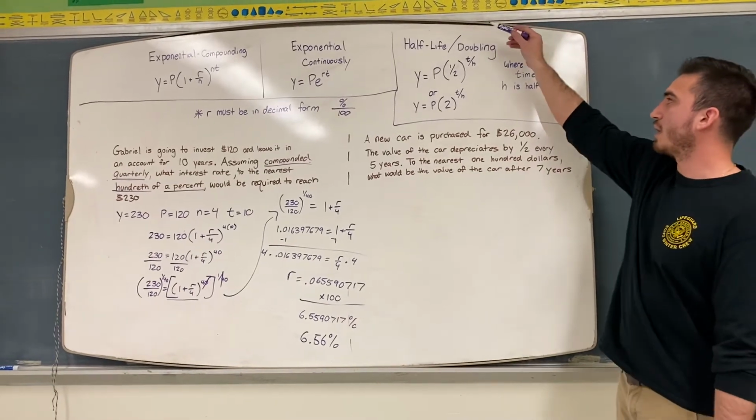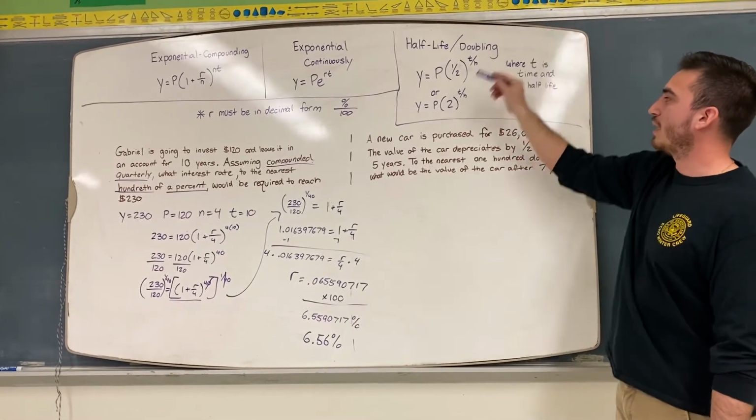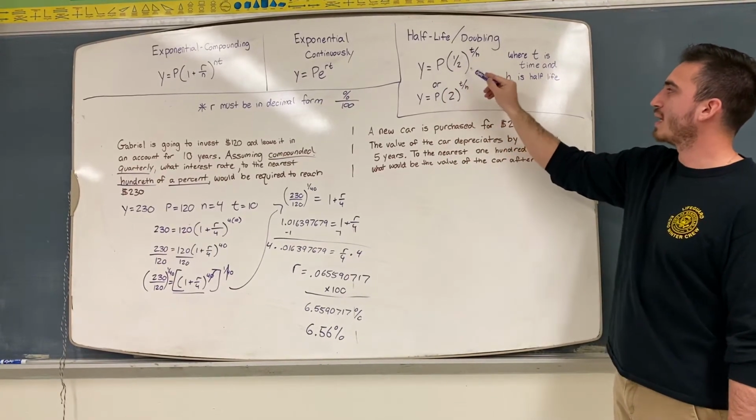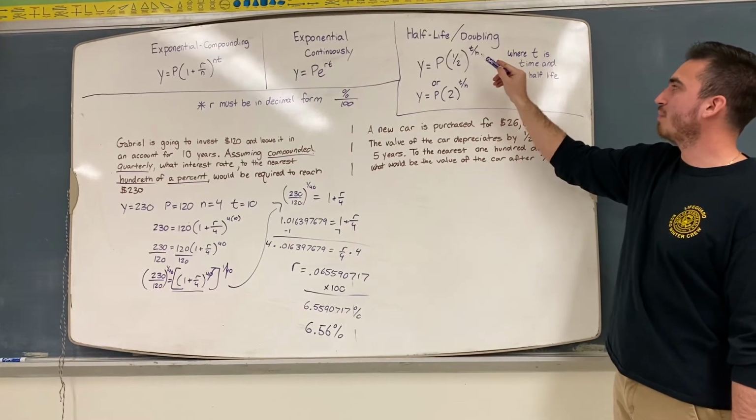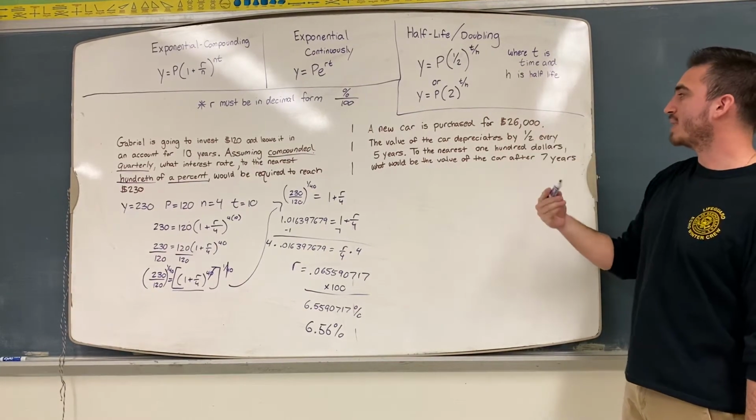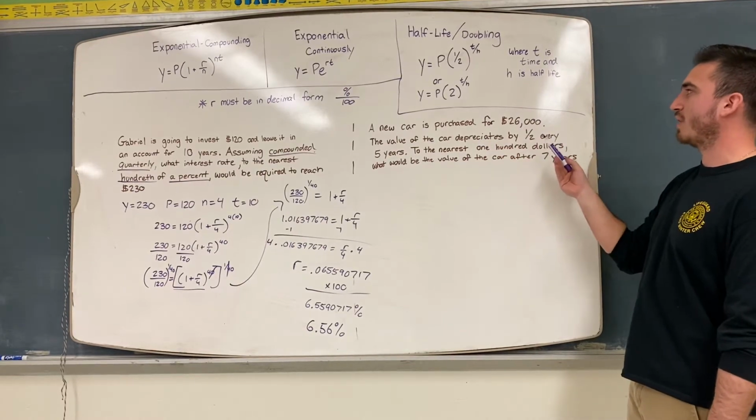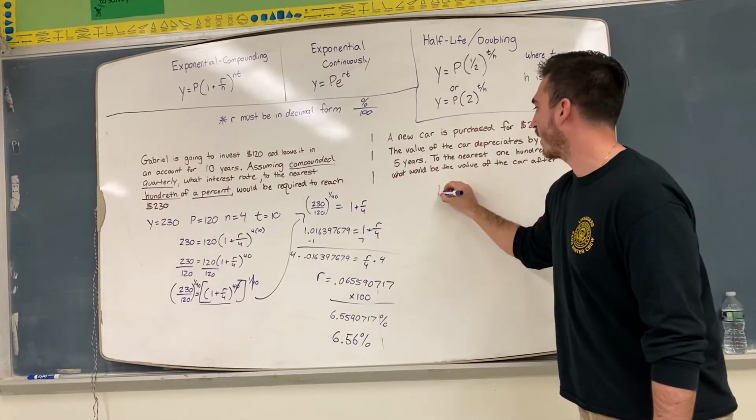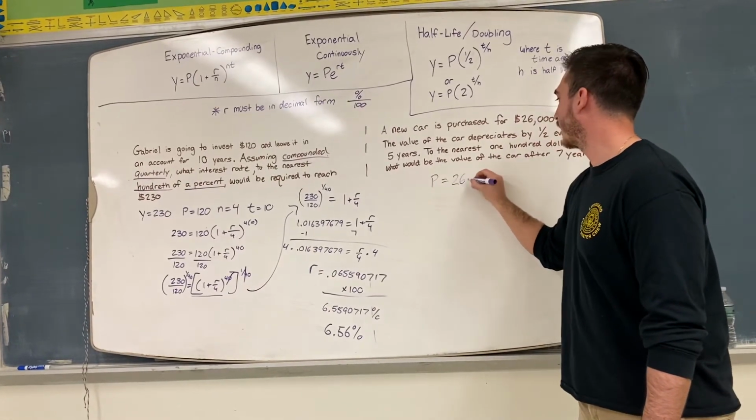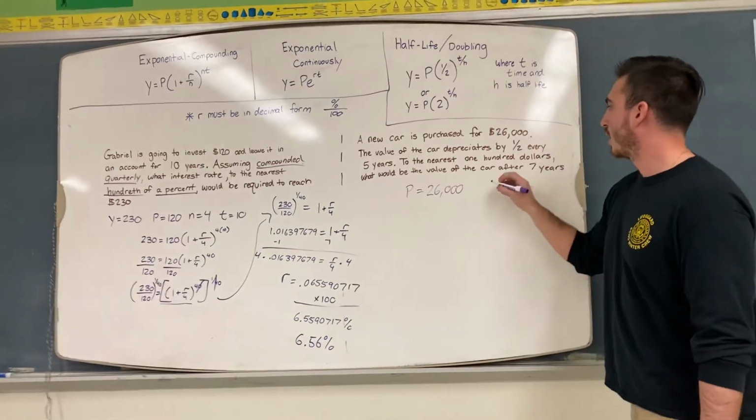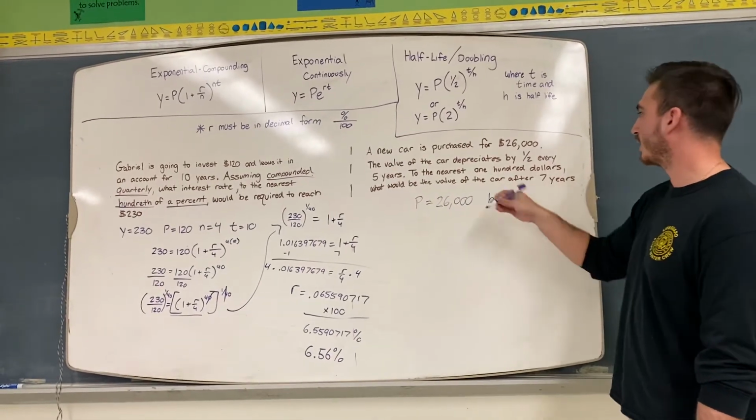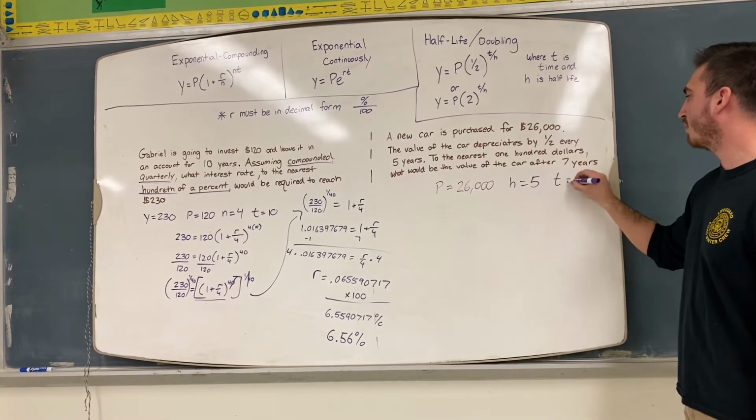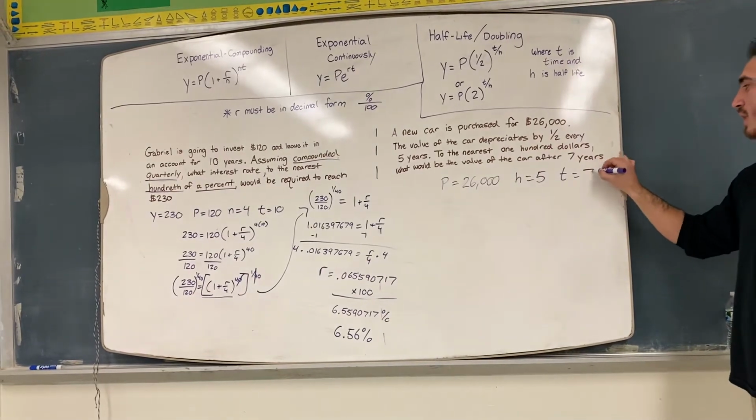So if we look up here, your half-life slash doubling formula is going to be the same, just a little bit different. It says Y equals P, your initial amount, times 1/2 to the T over H. T is your time, H is your half-life. If the problem said that it appreciates and it doubles, you would then change that 1/2 to a 2. So let's write down all the information we have. We have P is equal to 26,000. Our half-life, which is H, it tells us it depreciates 1/2 every 5 years. So my H is going to be 5. And then my time is going to be whatever they ask me, which is 7 years.